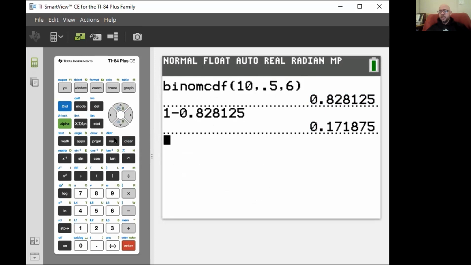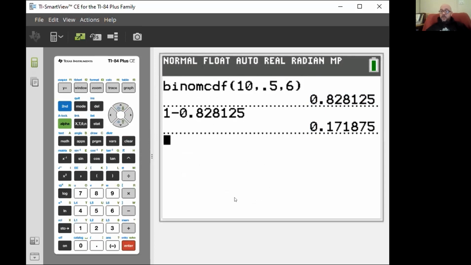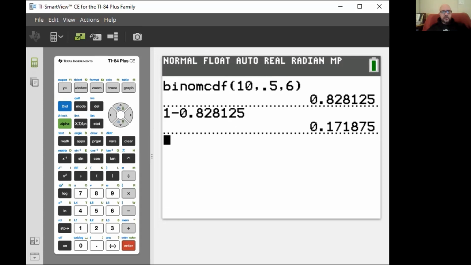So it's pretty unlikely, right? The expected outcome here is to get 5 right and 5 wrong, but even just 2 more than that is quite unlikely. Only 17% to get 7 or more right. So there you go. It's 92.